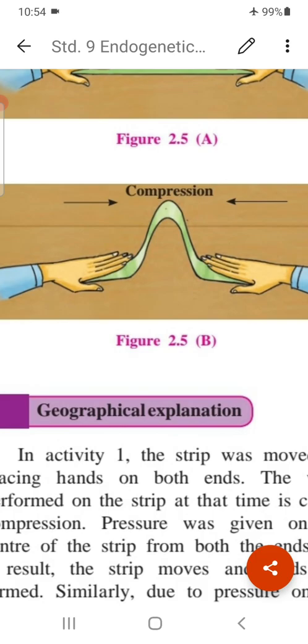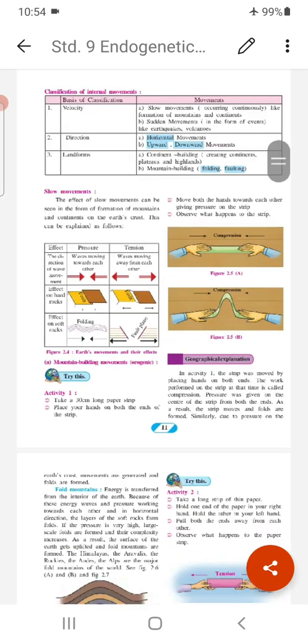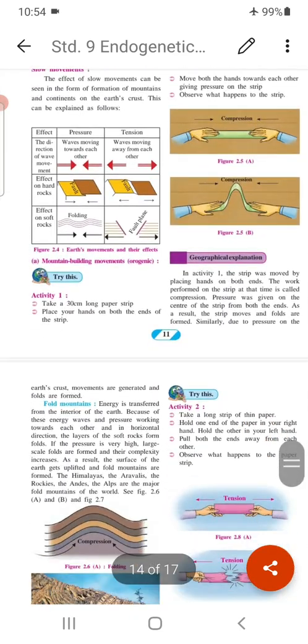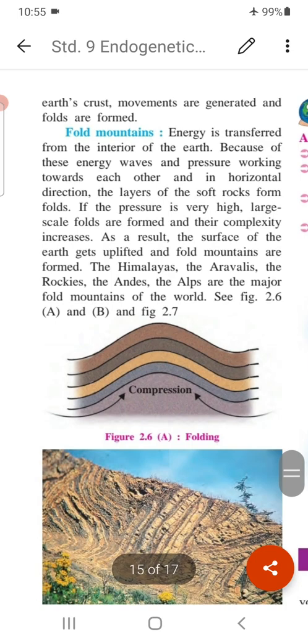Fine. We know about the tremendous energy below the surface. We have seen in the last video how much energy is there under the surface of the earth. So below the surface there is always tremendous energy active. This energy is transferred from the interior of the earth. How is it transferred? From the interior part of the earth, this energy is transferred.